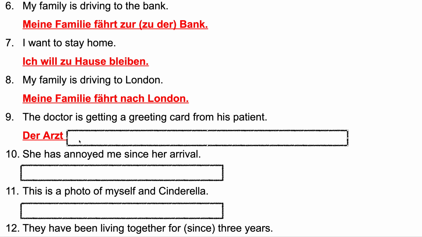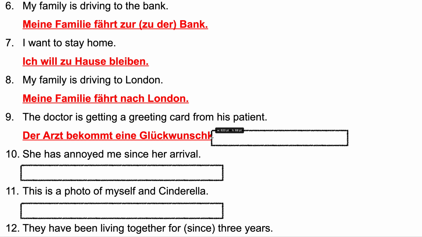It could also be die Ärztin if you had a female doctor, but it says "his patient" over here, so that kind of takes out that ambiguity. "Getting" is to receive, and to receive in German is bekommen. To conjugate that to the er/sie/es form, we have der Arzt bekommt. A greeting card is the thing being received, which is eine Glückwunschkarte. Eine Glückwunschkarte from his patient. You don't know the word for a patient, but the word is Patient. It's basically the same word.